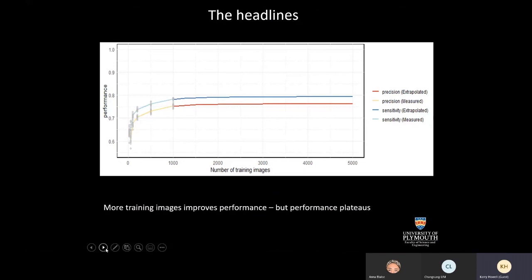The main headline is that the more training images you give the AI in CV, the better it performs. That's not really unsurprising, but the important thing is that performance plateaus. You never get perfect performance, 100% accuracy just doesn't happen. The highest we were able to achieve was somewhere in the region of 0.7, 0.8 performance. So that's 70 to 80% accuracy.